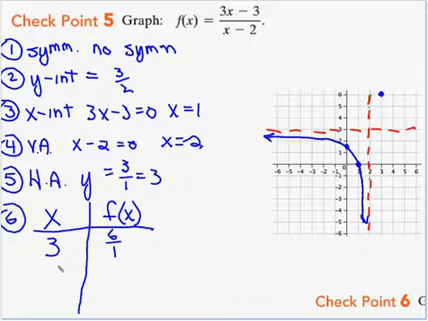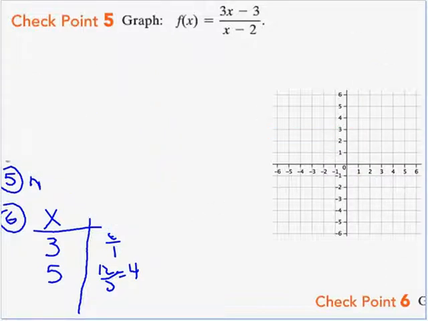And what the heck, let's put in a 5. 3 times 5 is 15, minus 3 is 12. 5 minus 2 is 3, that's our denominator. 12 divided by 3 is 4. 5 comma 4 is a point. Over 5, up 4. And there's some more of what our graph's going to look like. All right. Checkpoint 6.